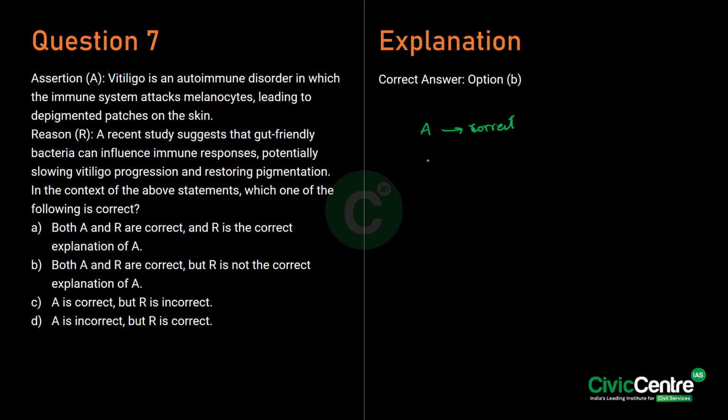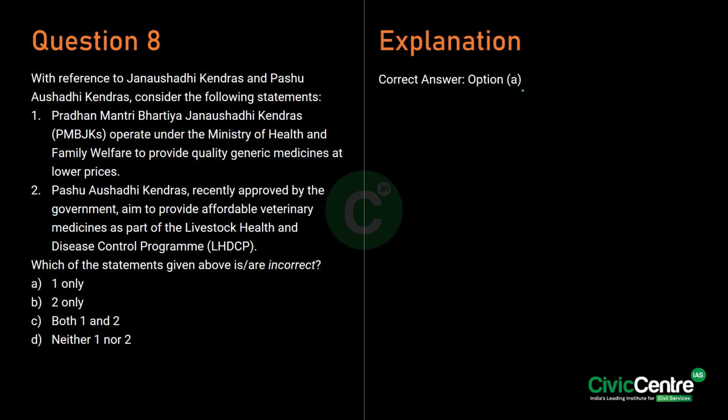So the R is also correct, but the R doesn't explain A. Hence, the correct answer is option B, which is both A and R are correct, but R is not the correct explanation of A. Now, moving on to the next question, it talks about Janaushadhi Kendras and Pashu Kendras.